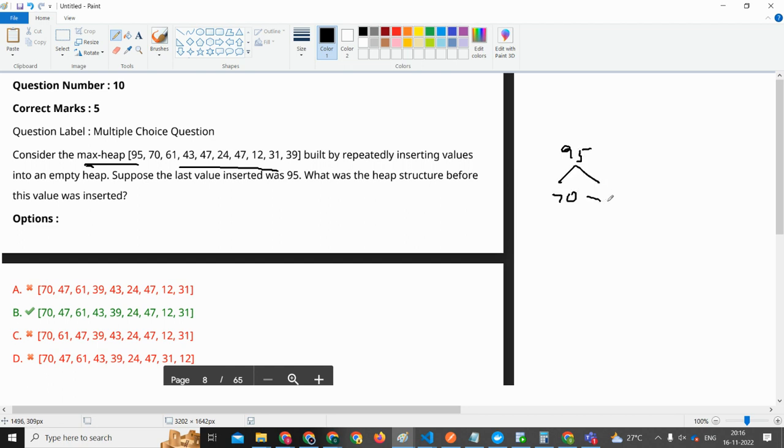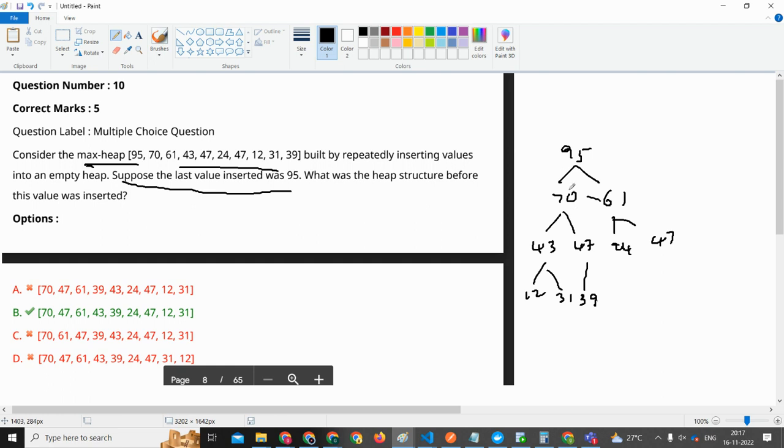I traced back 70, deleting 61, 95. What is this question? Should we need to draw this? I did not read the question though. They're just saying that this is a max heap. What if the last element inserted was 95? That's all. So how did it look before inserting 95? That's all they're asking.